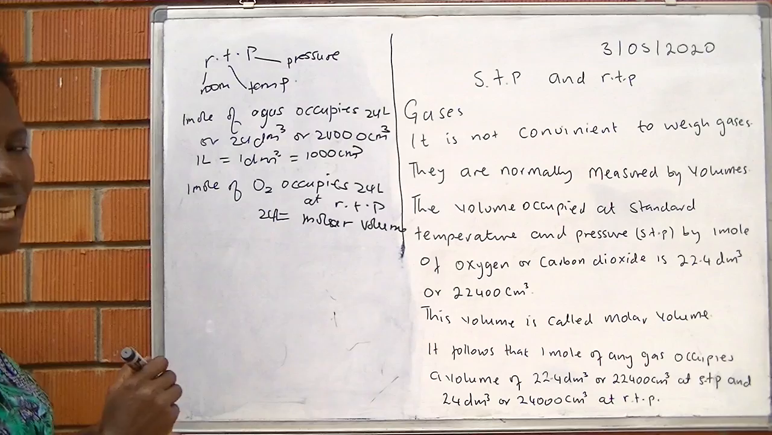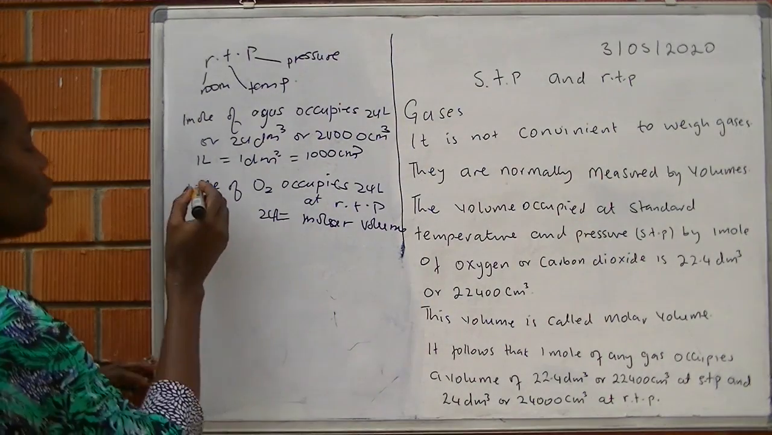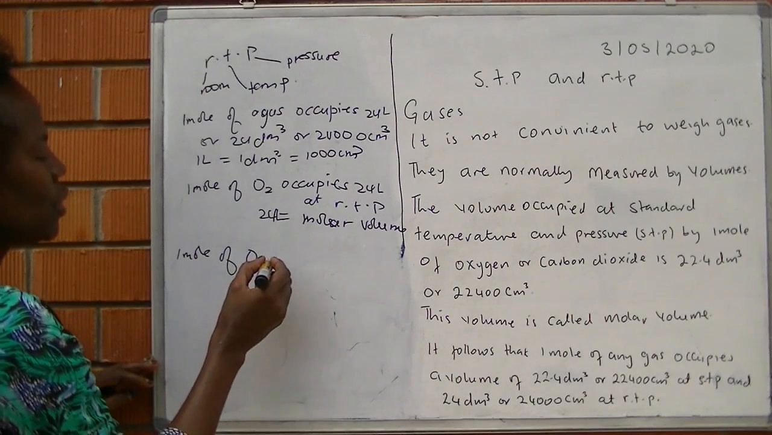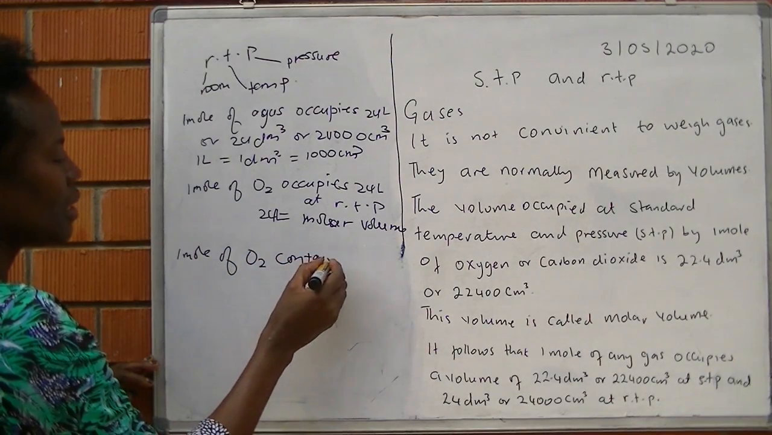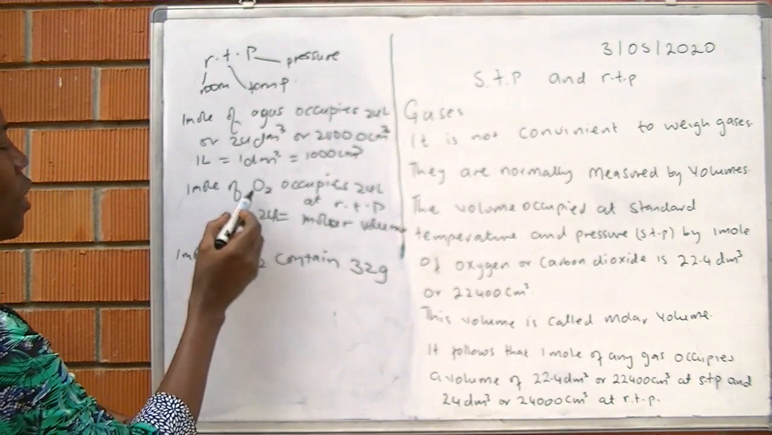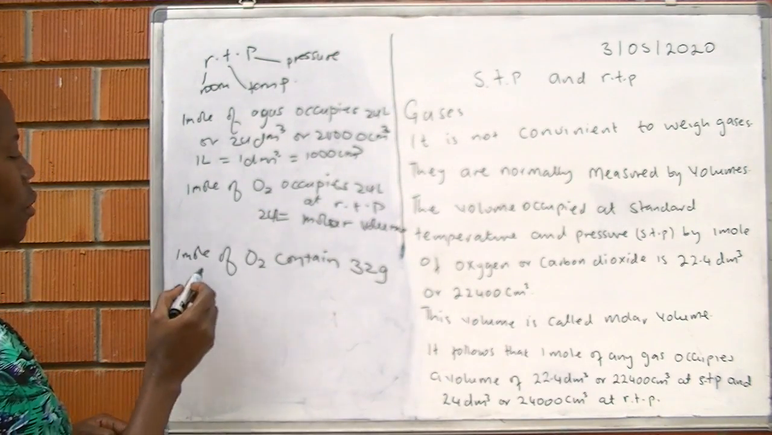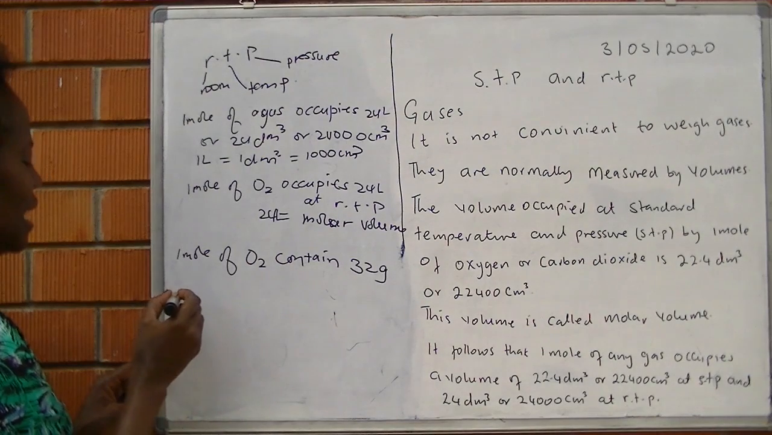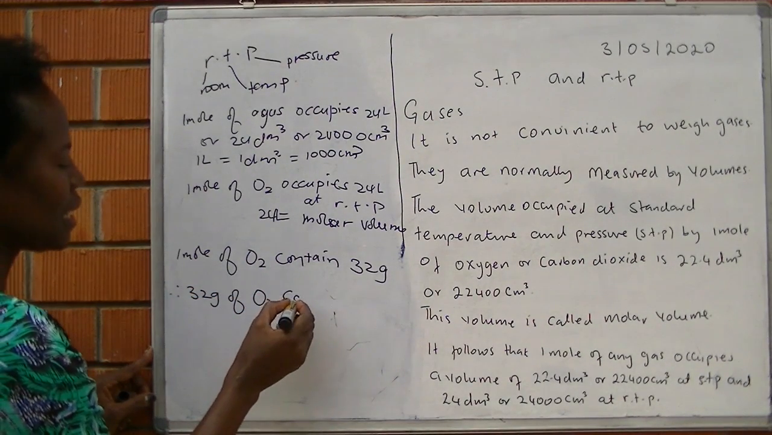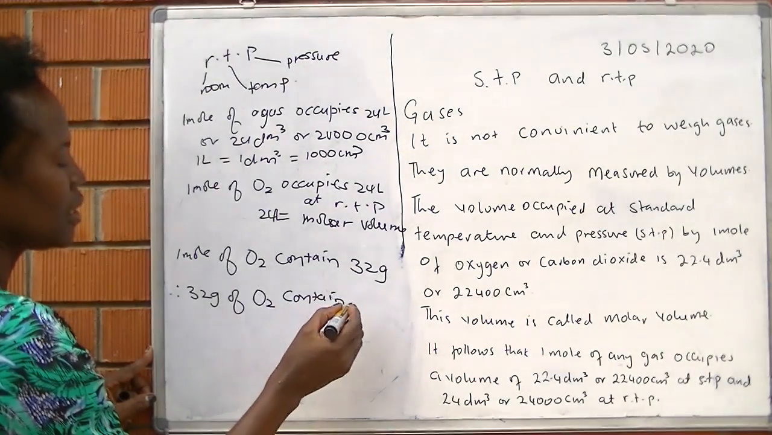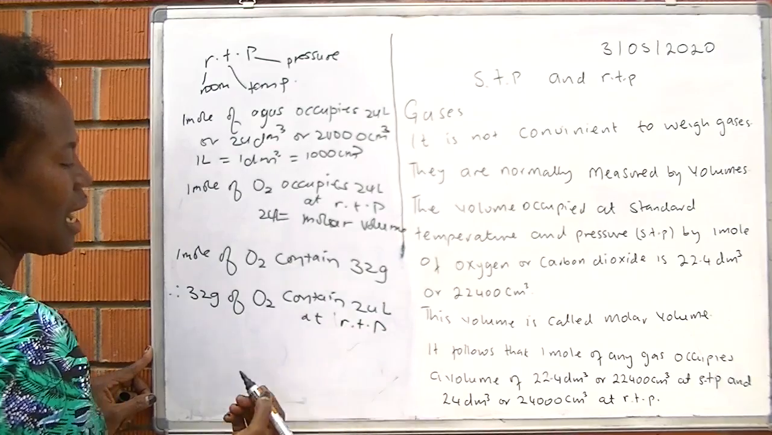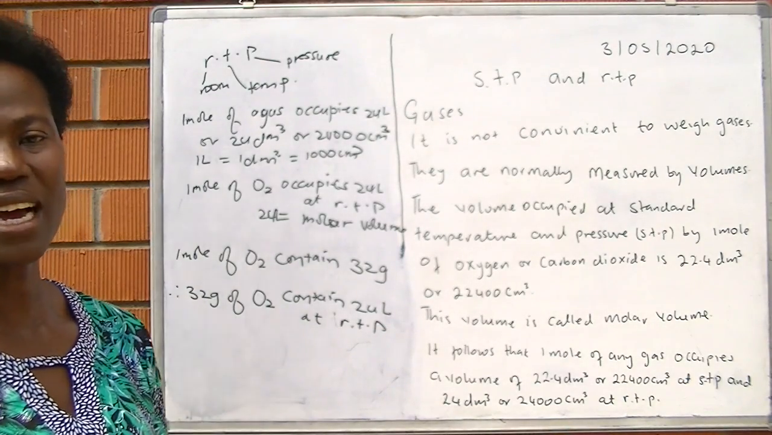So again, if we relate the mass with the moles, 1 mole of oxygen molecule contains or weighs 32 grams. If 1 mole of oxygen occupies 24 liters and 1 mole of oxygen contains 32 grams, therefore 32 grams of oxygen contain 24 liters at room temperature and pressure. You just change whatever gas is given.